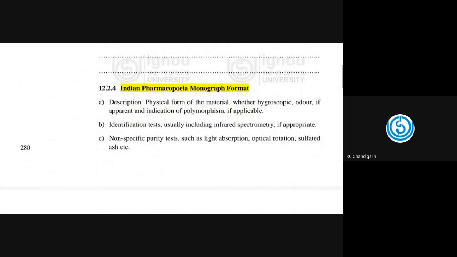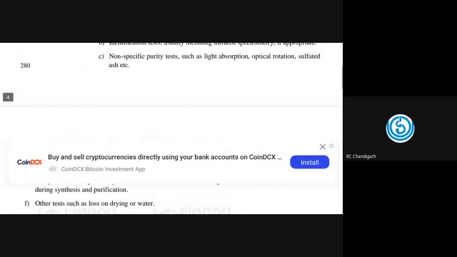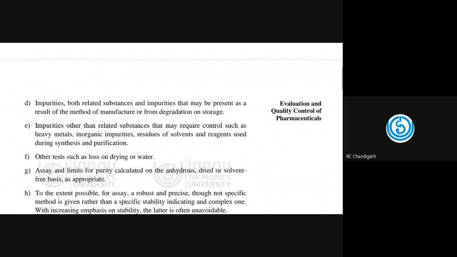Indian Pharmacopoeia monograph format. First, there will be a description of that drug, then identification tests, including infrared spectrophotometry, non-specific purity tests, impurities, both related substances and impurities that may be present as a result of the method of manufacture or from degradation on storage, other tests, impurities other than related substances, and other tests such as loss on drying or water, assays and limits.